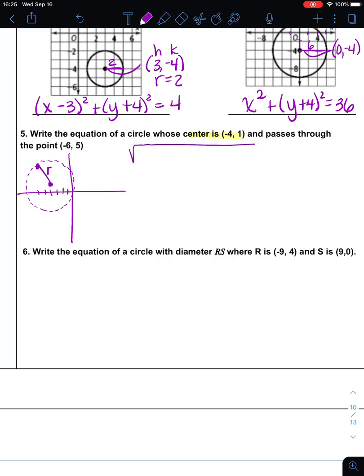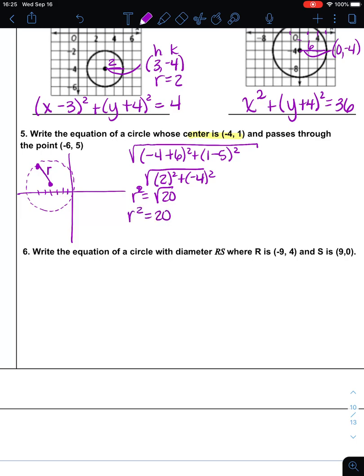So if you want, you can go in and do the distance formula, because the radius has a length. So I would do negative 4 minus a negative 6 plus 1 minus 5. That's your x2 minus x1 squared plus y2 minus y1 squared. Simplify, you get 2 squared plus negative 4 squared. So r squared, or actually r, is equal to the square root of 20.